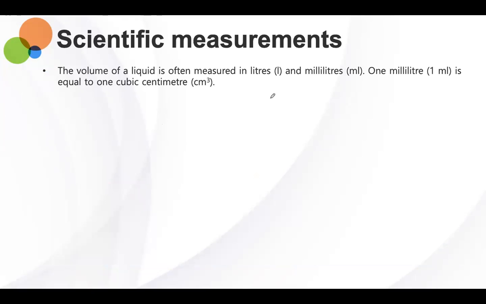So 1 milliliter is equal to 1 cubic centimeter. All right, so is this clear? Today we have a lot to cover.